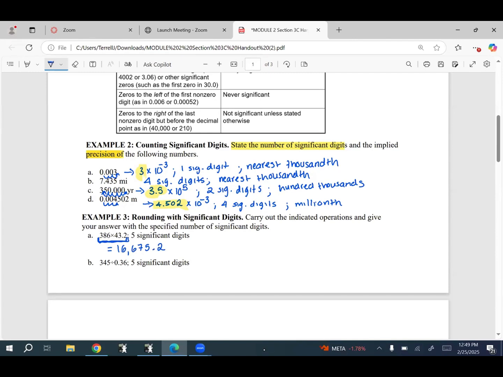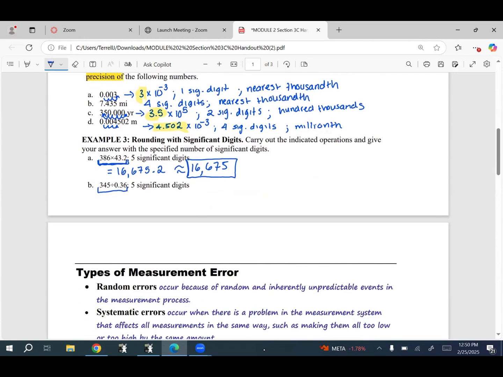So now they only wanted to have 5 significant digits. You see, I have 6 values there. So remember I said the shortcut here is, well, there's 2 ways you can do this actually. You can just look at, okay, well, if I were to round this to just 5 numbers, what would that be? 16,675.2 to 5 digits is 16,665. Let's do this operation, 345 divided by 0.36.